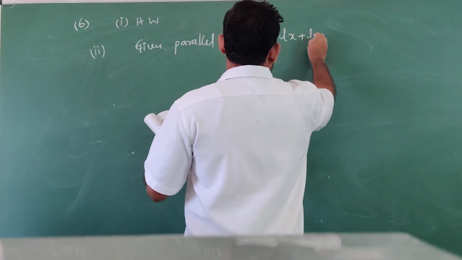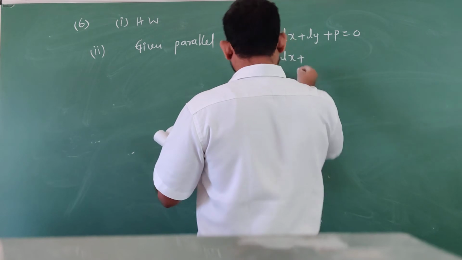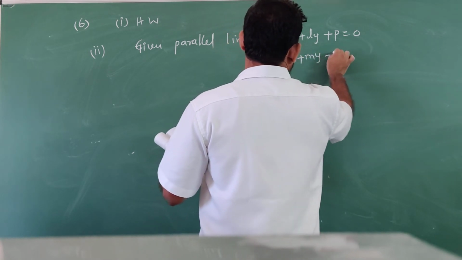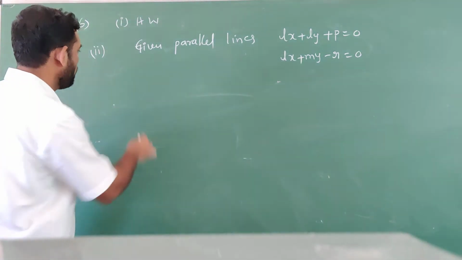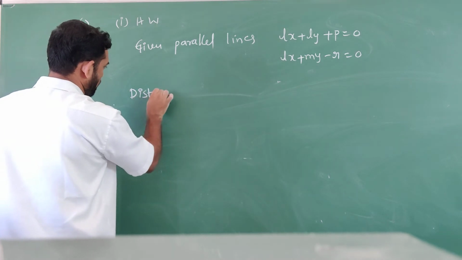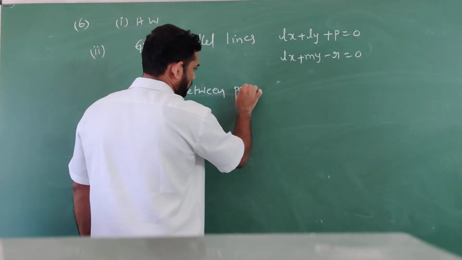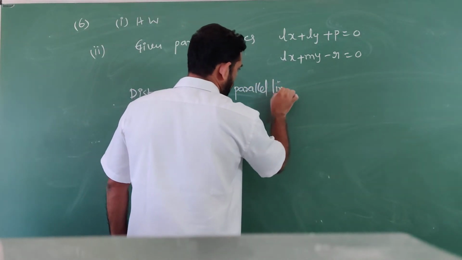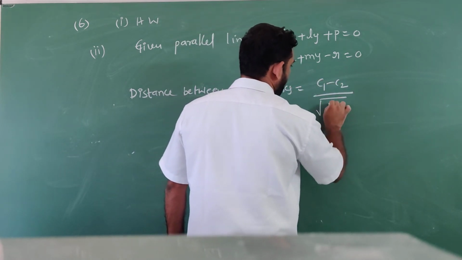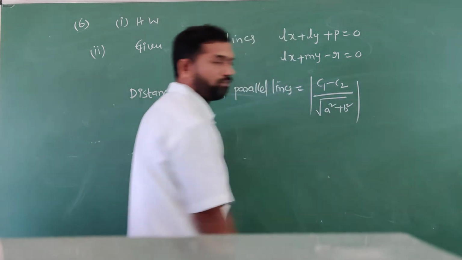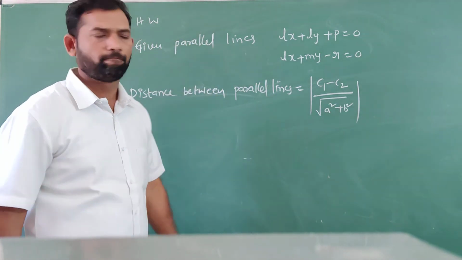Lx + Ly + P = 0 and Lx + My - R = 0. So the distance between parallel lines is equal to, what is the formula? Modulus of C1 - C2 divided by root of A square + B square. You take this formula, whichever is easy, you follow that one.